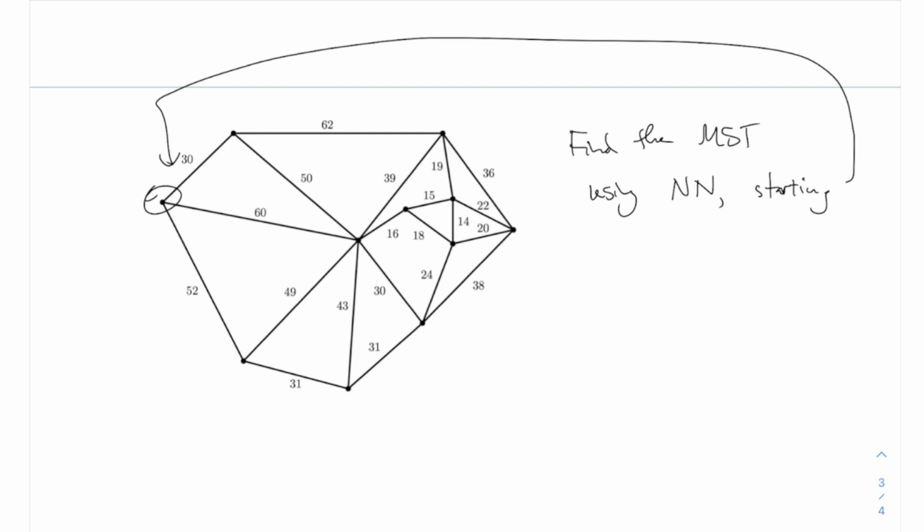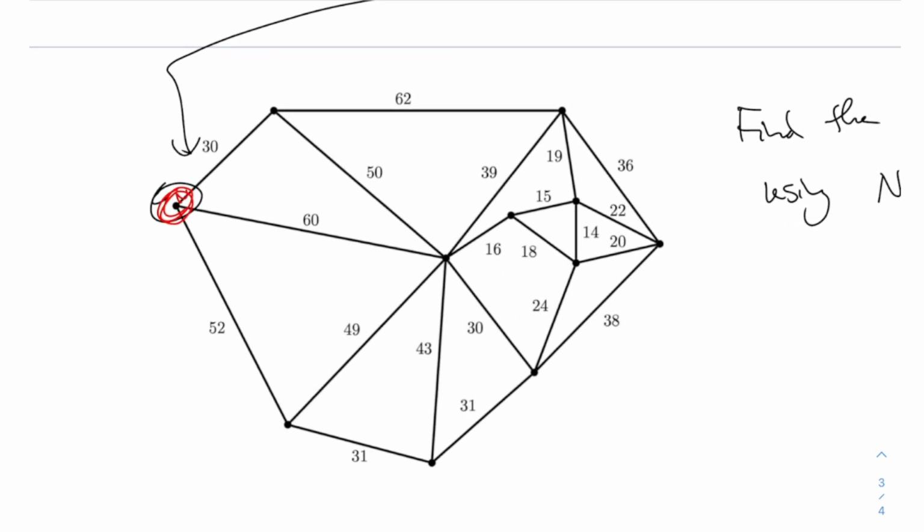You start over here, and looking at this vertex here, I have three options: the 30, the 60, or the 52. I choose the 30 because that's the cheapest one. And then maybe I'll put little numbers to indicate that was my first choice, just in case when you look back at your notes, if all you see is the answer, there's no clue about how you got it, unfortunately.